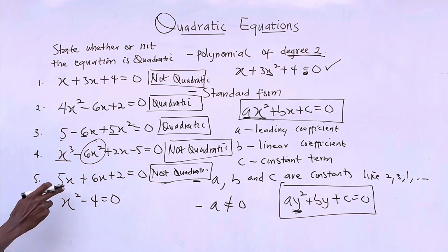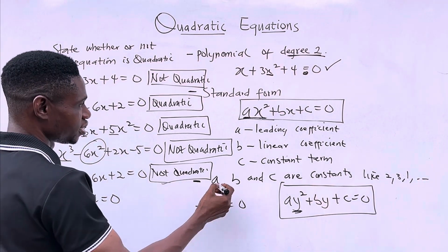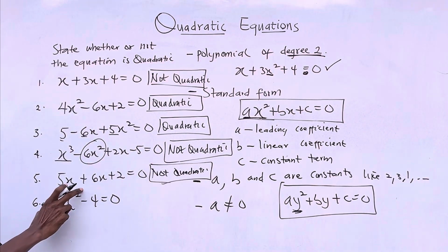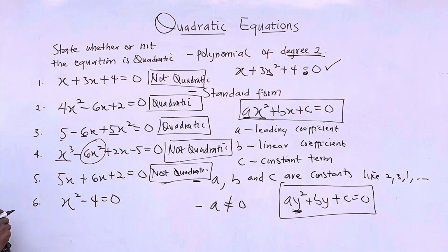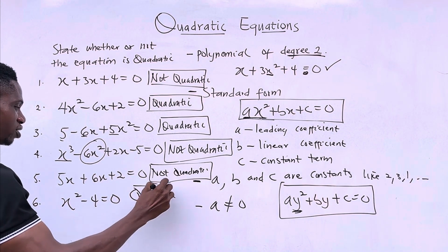So we have our A as 1, x squared. So this actually satisfies this. So we said A cannot be 0. So A is not 0 and the degree is 2. So it is actually quadratic.